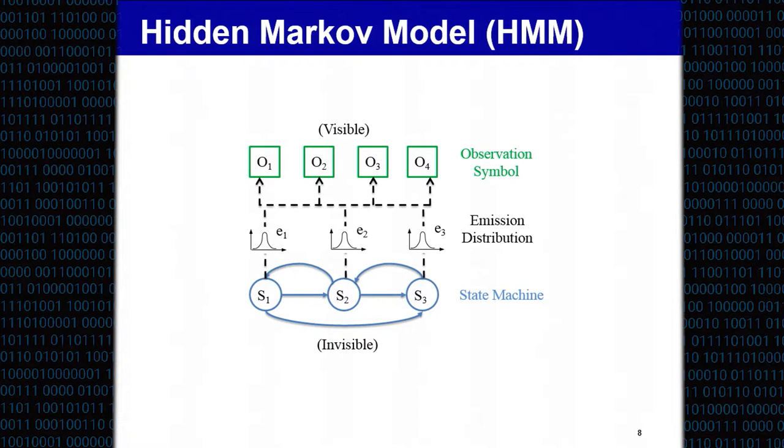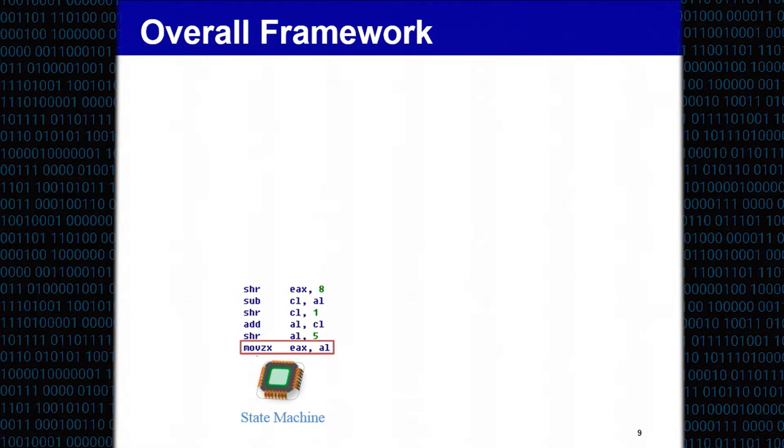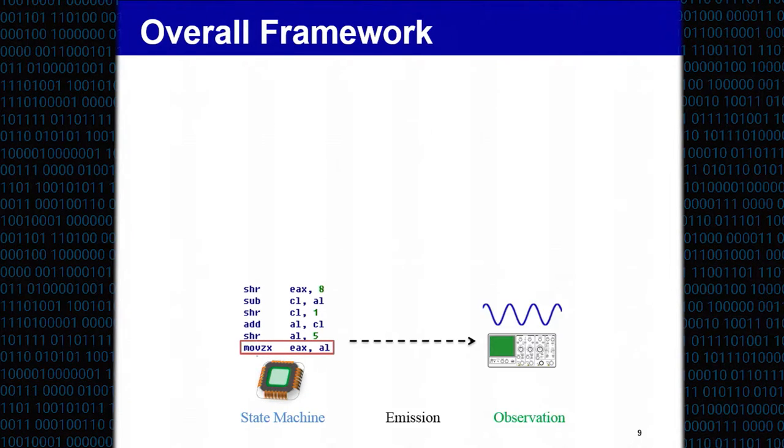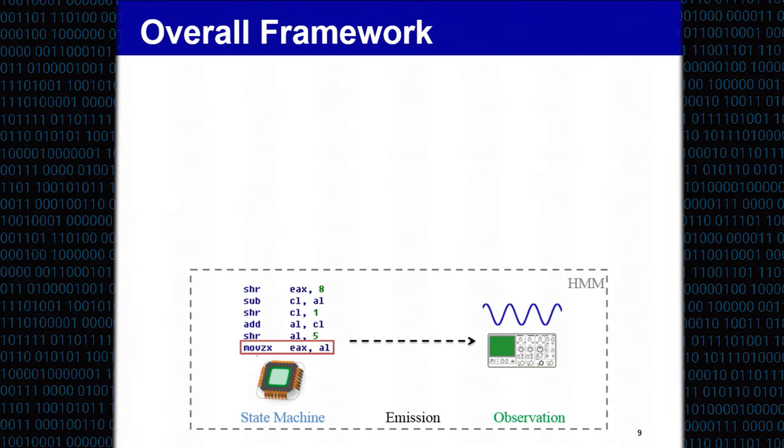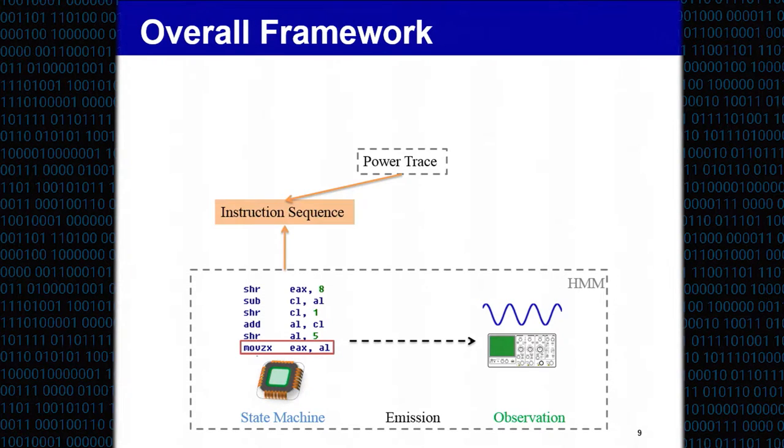For a given observation sequence, we can recover the most probable state sequence. Motivated by this, we can model the code execution on MCU as the state machine part in HMM, and model its power side channel behavior as the observation part in HMM. With such HMM design, for a given power trace, we can recover the most probable instruction sequence. This sequence answers the normal execution tracking problem directly.